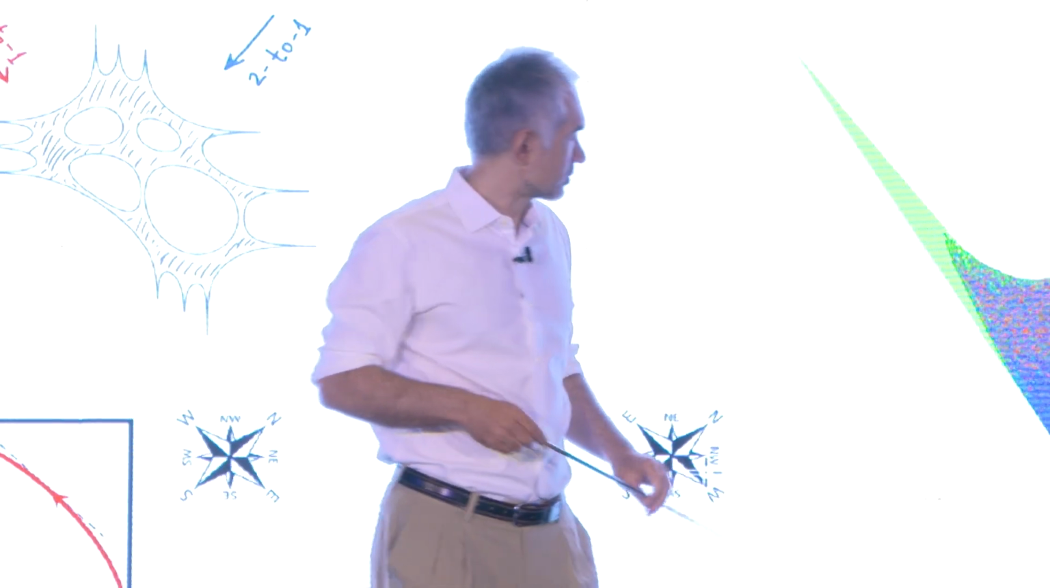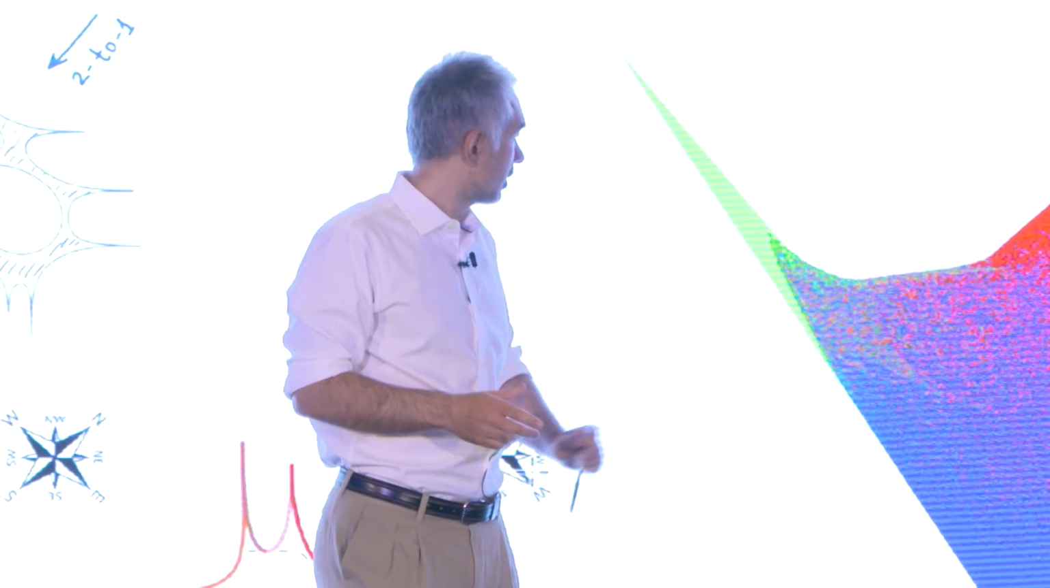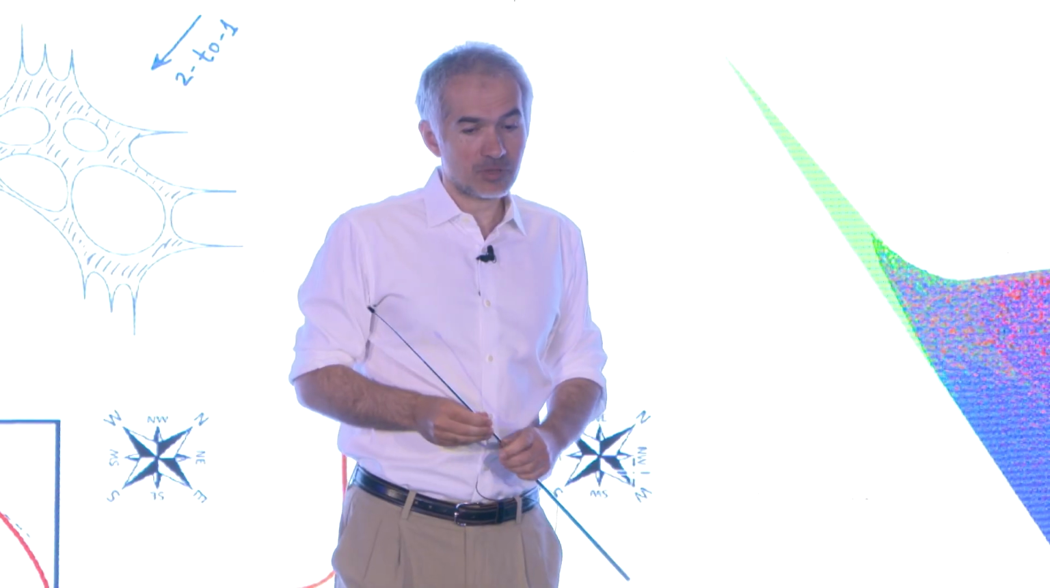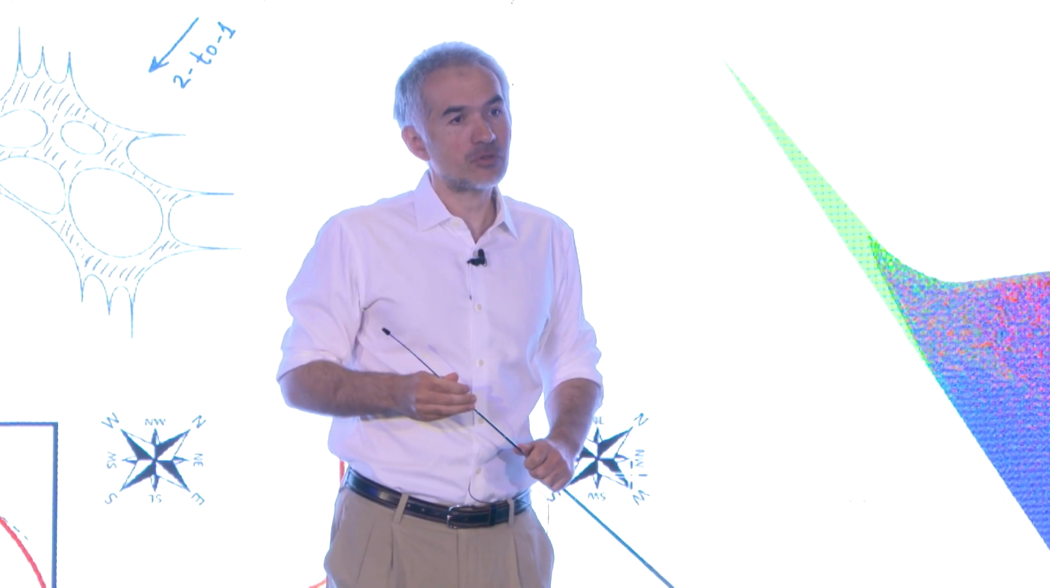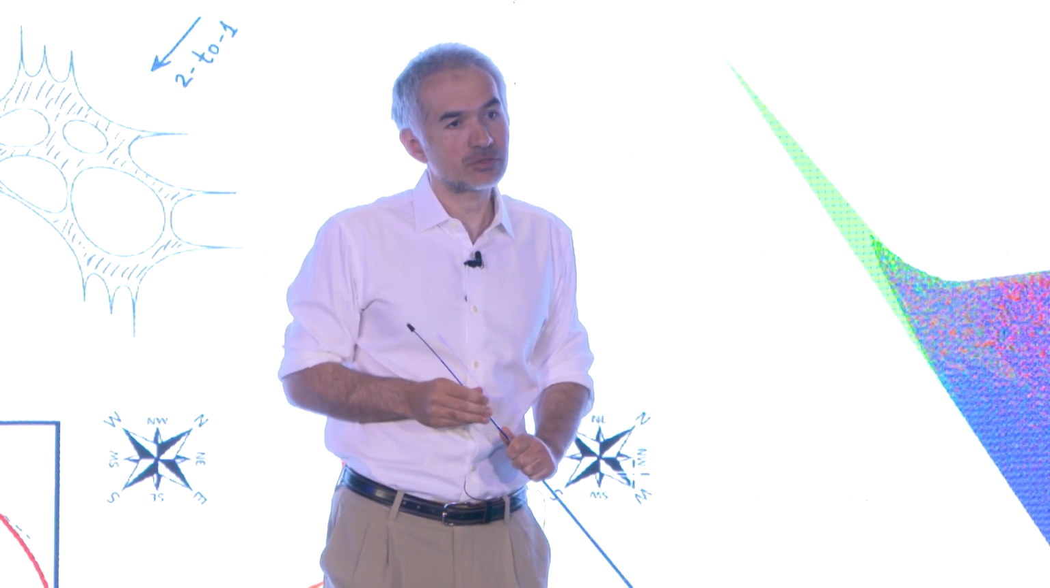Now, if you ask questions about the edge statistics and so on, one would expect them to follow standard random matrix laws, but that hasn't really been checked.